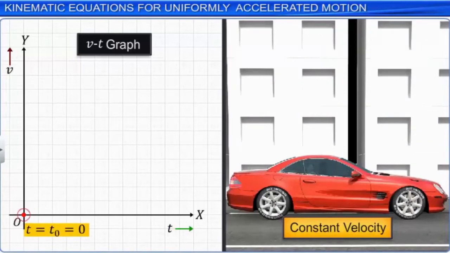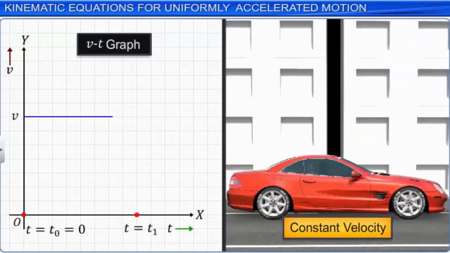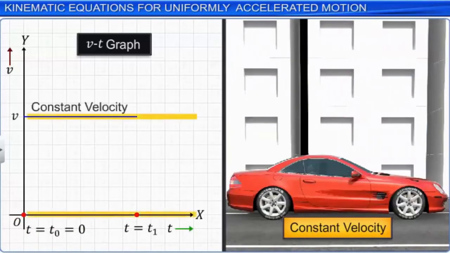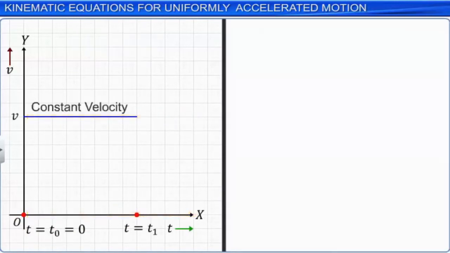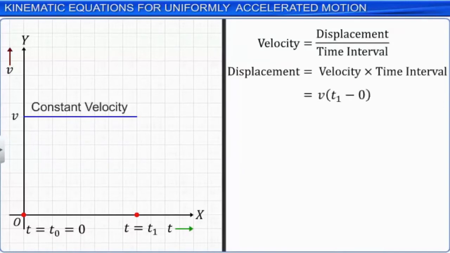Let us draw the Vt graph representing this motion of the body. We get a line parallel to the x-axis. We know that velocity of a body is the ratio of its displacement and the time interval. We can say that displacement is a product of velocity and the time interval. This is the product of velocity v and time interval t1.